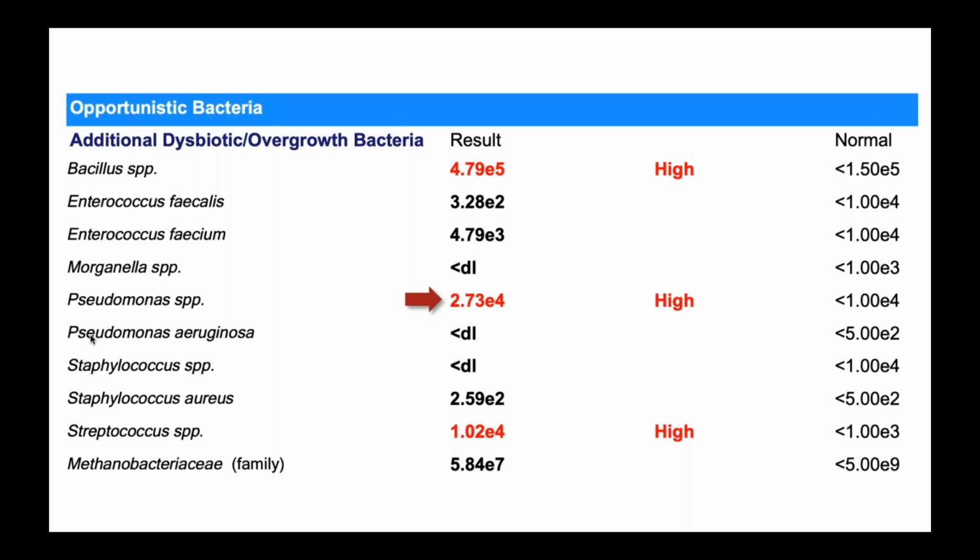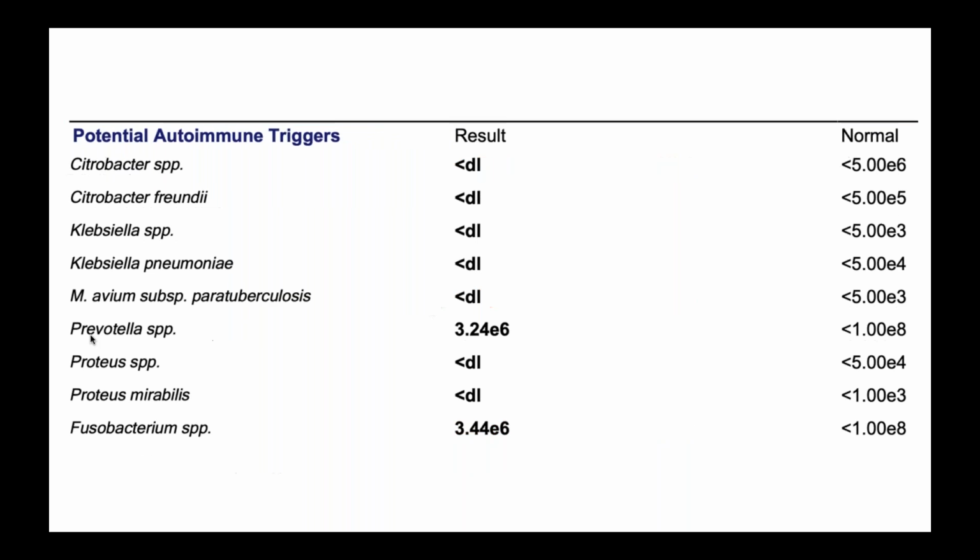As we're going through, I'm calling out some of the markers that are potentially most clinically relevant for these given cases. In the opportunistic bacteria section, we can see that Bacillus was high, Pseudomonas was high, and also Streptococcus. I'll be talking particularly about Pseudomonas and Strep as we proceed through these cases. But here, Pseudomonas seems to be one of the more notable ones that could be contributing to symptoms, based on what we know about Pseudomonas and also what we see clinically.